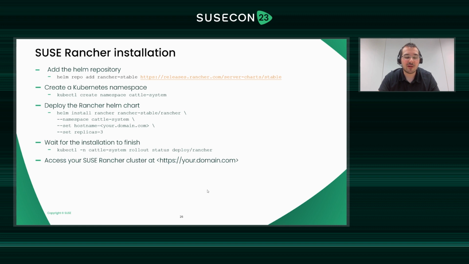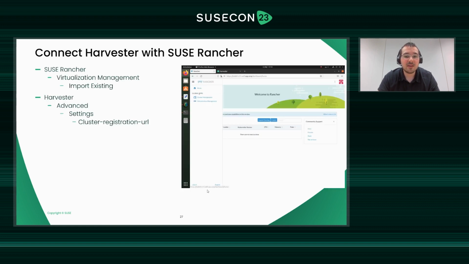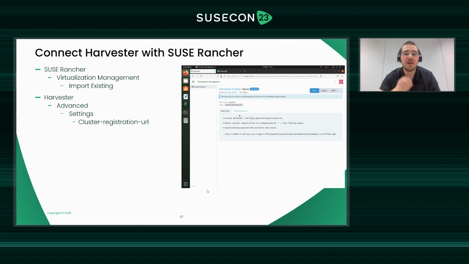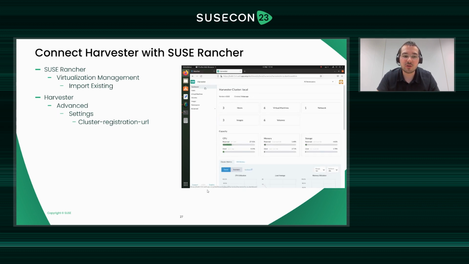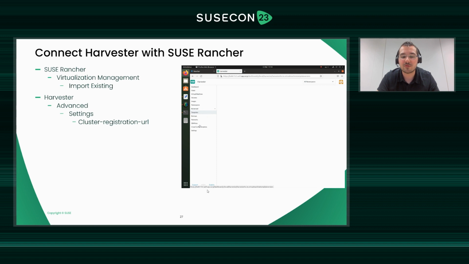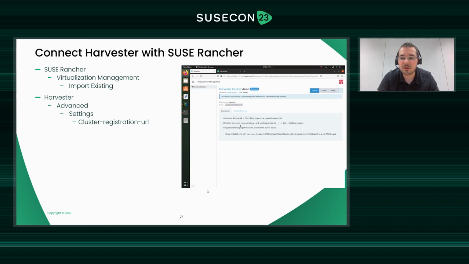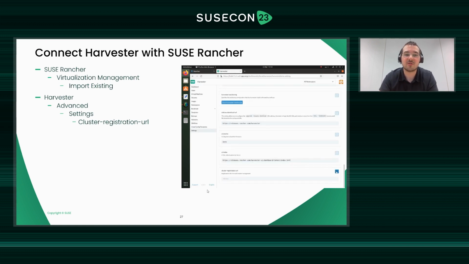Then you have your Harvester ready and you have your Rancher ready. Then you will need to connect the Harvester with the SUSE Rancher instance. You can do that from the Rancher part under the virtualization management option, and then you can say import existing. From there on, you will get some instructions on where to go in the Harvester and where you can find the cluster registration URL. You will just copy it to the Rancher, and then the two instances will connect. So you can create Harvester clusters from Rancher.